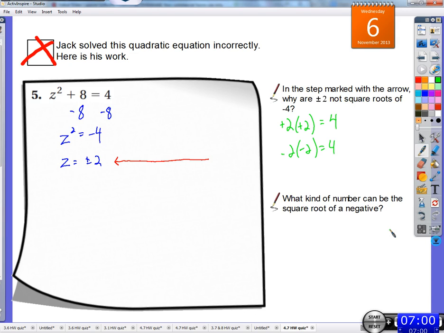Because my next question is, what kind of number can be the square root of a negative number? What kind of number? Was that imaginary numbers? Imaginary numbers. Okay.